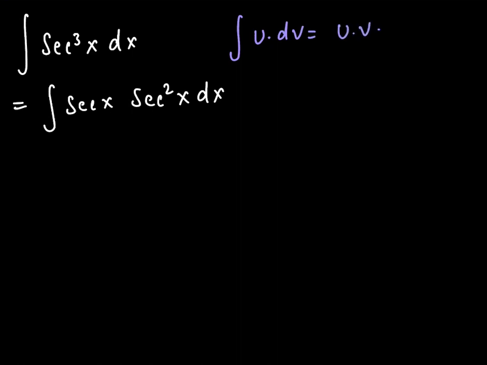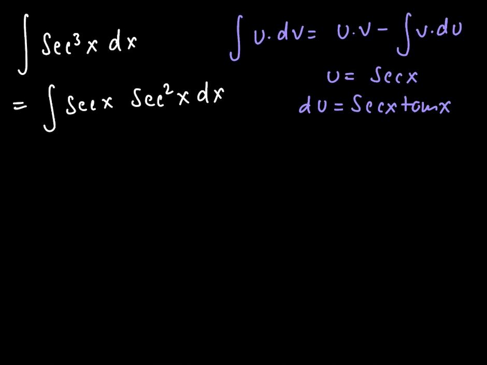u times v minus the integral of v du, where the value of u is equal to secant of x. So the derivative of u is going to be secant of x times tangent of x dx, and dv is going to be secant square x dx. So v, which is the antiderivative of dv, is going to be tangent of x.